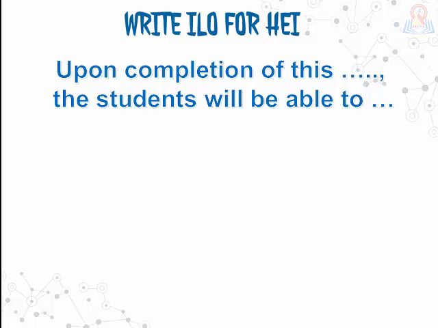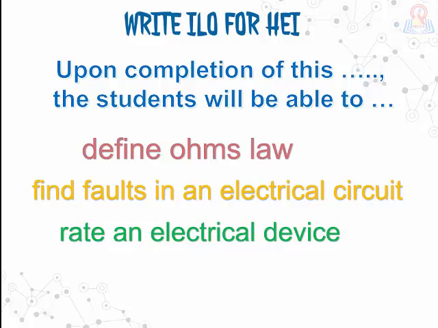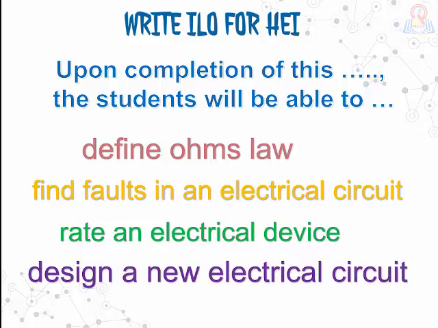So the intended learning outcome for a higher education institution must be like this. Upon completion of this course, this electricity source, the students will be able to define Ohm's law. The student will be able to find faults in an electrical circuit. The student will be able to rate or judge an electrical device. The student will be able to design a new electrical circuit. This is the creative level, the top level.